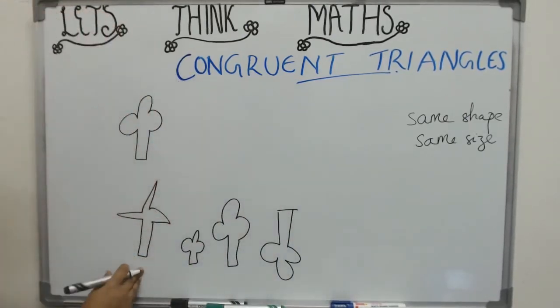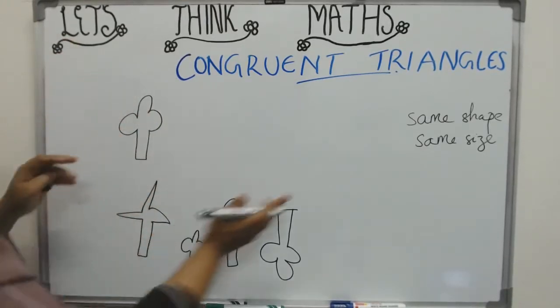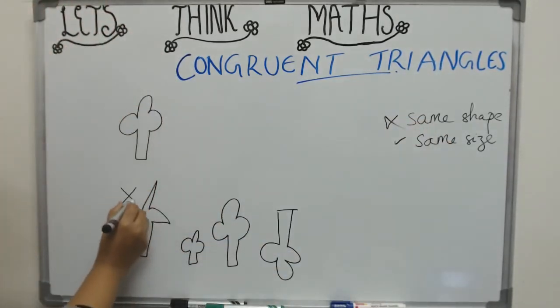Now look at the first one. Look at these two. You can just see that they have the same size, but the shape is not the same. That means these two are not congruent.